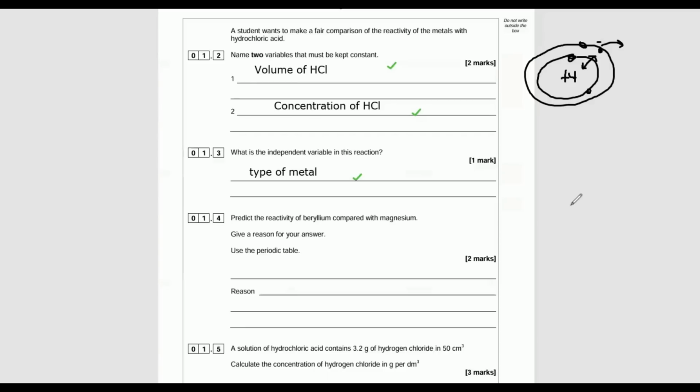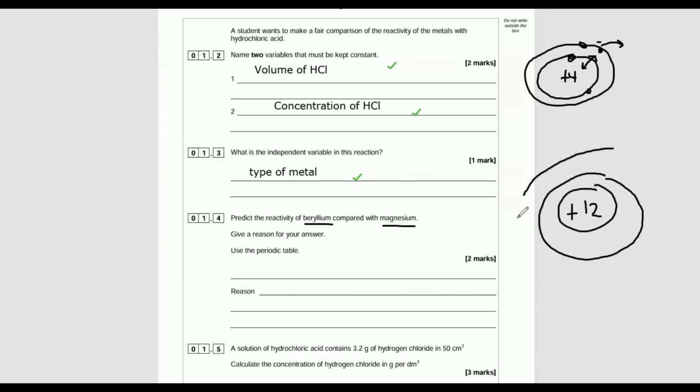If we look at magnesium, magnesium has a plus 12 charge. They did say magnesium, didn't they? Yeah, beryllium compared with magnesium. Just checking. But the difference with magnesium is magnesium is a period down. So magnesium has an extra shell of electrons.